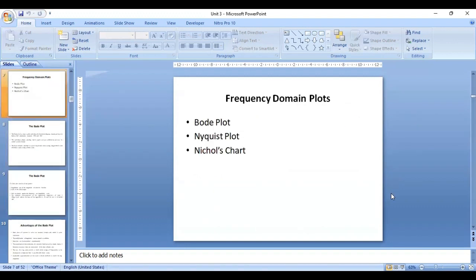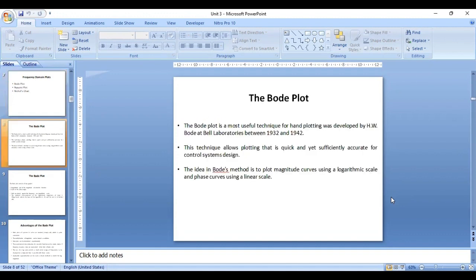There are some frequency domain plots, which include Bode plot, Nyquist plot, and Nichols chart. Bode plot is one of the important and easiest methods of frequency analysis. This Bode plot was introduced by H.W. Bode, and was first used in the study of feedback amplifiers.